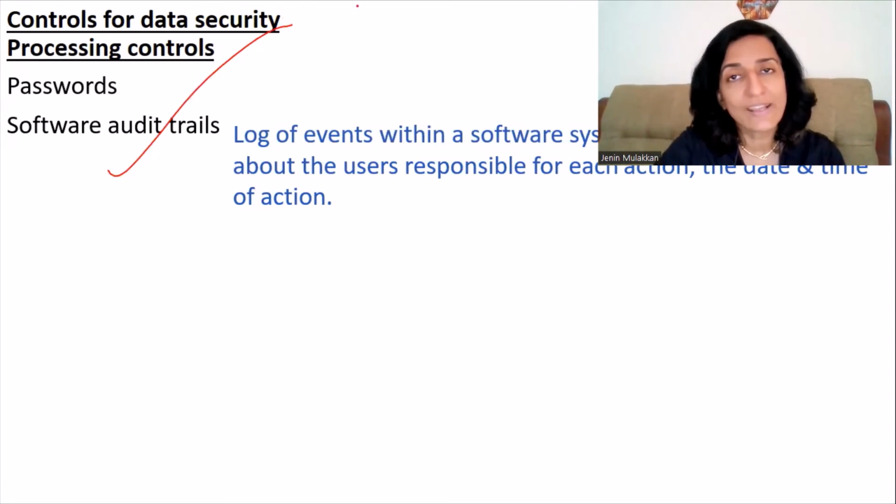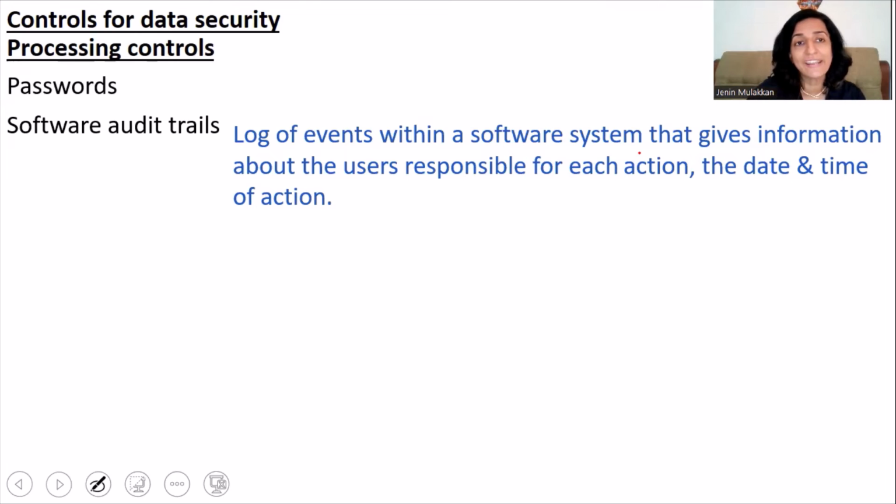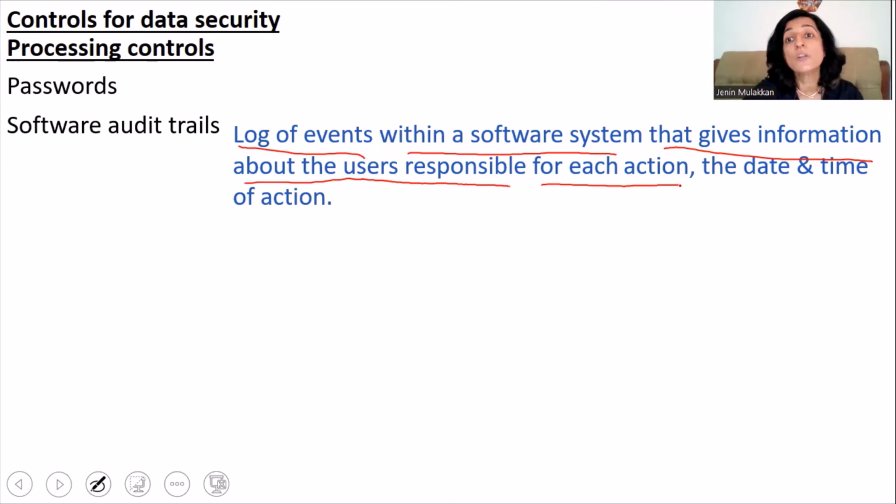Software audit trails. Now the software audit trail is a log of events within a software system that gives information about the users responsible for each action, the date and the time of action. So if you make a change to the data, then immediately the system will record who and at what time changed the data. So it is very easy to check who has caused the damage to the data.